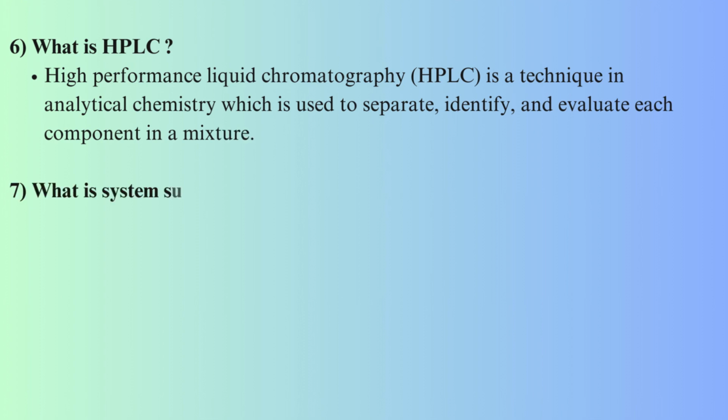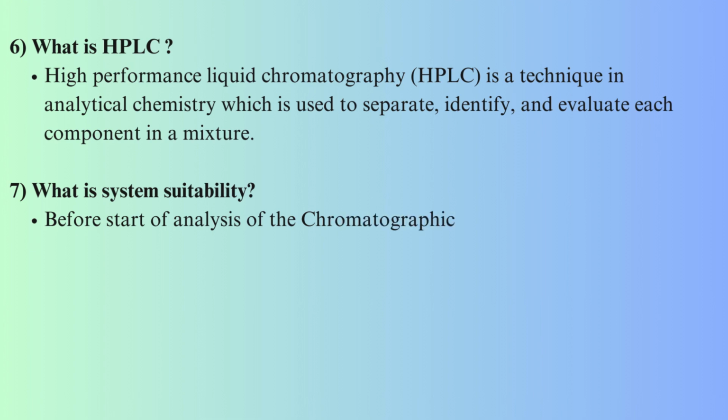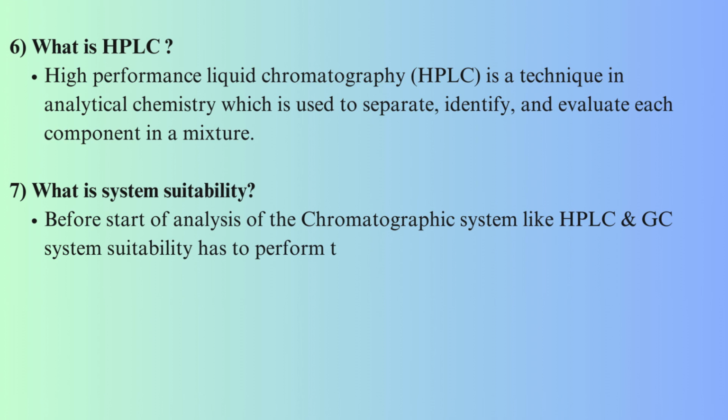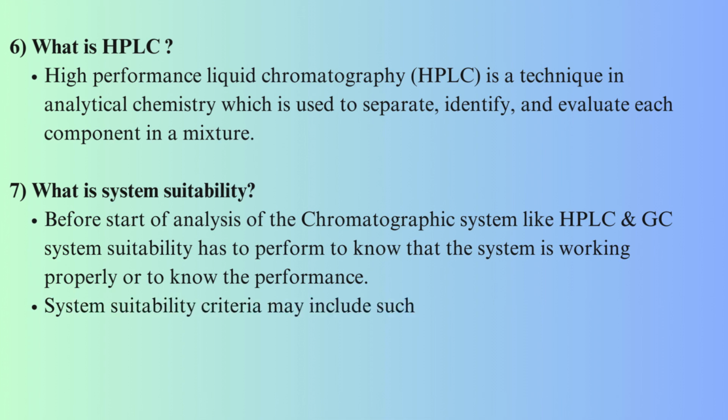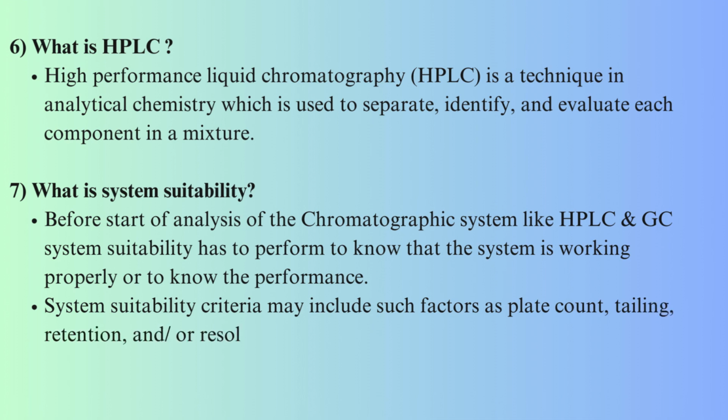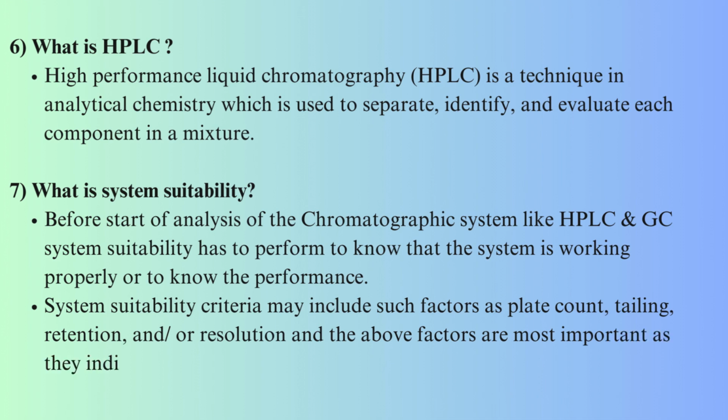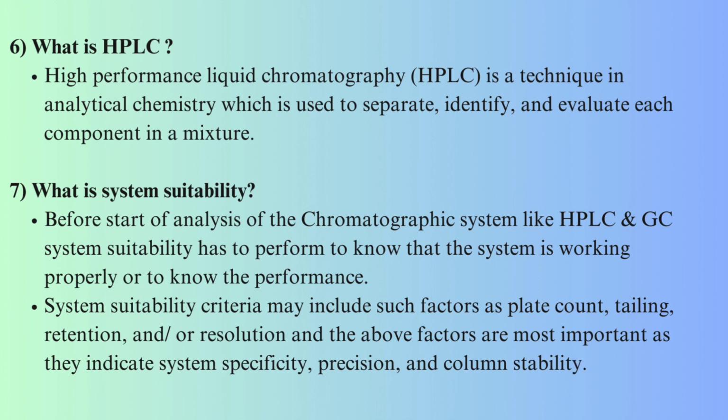What is system suitability? Before the start of analysis of a chromatographic system like HPLC or GC, system suitability has to be performed to know that the system is working properly, or to know its performance. System suitability criteria may include such factors as plate count, tailing, retention, and/or resolution. The above factors are most important as they indicate system specificity, precision, and column stability.